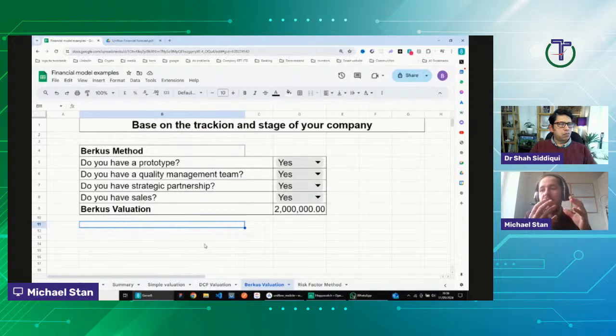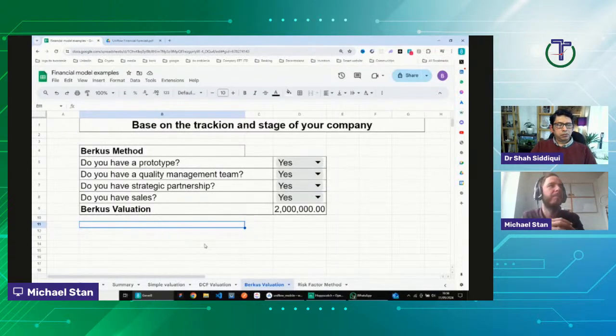Then we have another super simple method, which is the Berkus method, which just says, okay, do you have a prototype? It's judging really on the stage of your company rather than on your finances. You can really do that method even without any financial model. That's the only method you can use without a financial model, because as you can see, it's literally: do you have a prototype? Yes. Do you have a quality management team? Yes. Do you have strategic partnerships? Yes. Do you have sales? Maybe? Yes. Any of those adds to the valuation, up to 500,000 pounds in the UK.